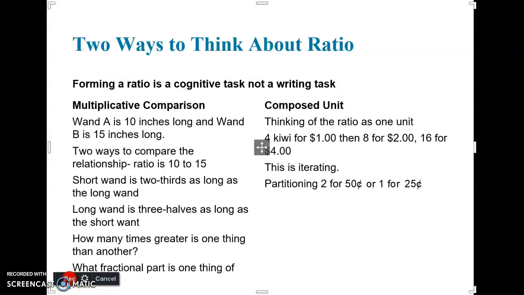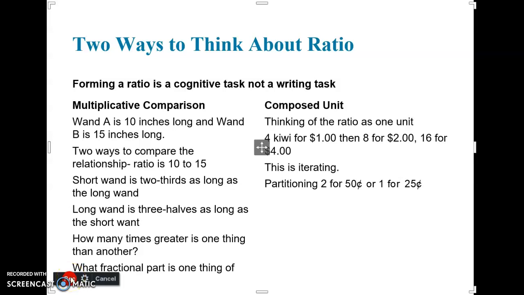Wand A is 10 inches long, wand B is 15 inches long. The ratio of the 2 wands is 10 to 15, or 2/3 simplified. To compare these, you could say the short wand is 2/3 as long as the long wand. The long wand is 3/2 as long as the short wand. So you could say how many times greater is one thing than another. What fractional part is one thing of another? When 2 different units are compared, the ratio is a rate.